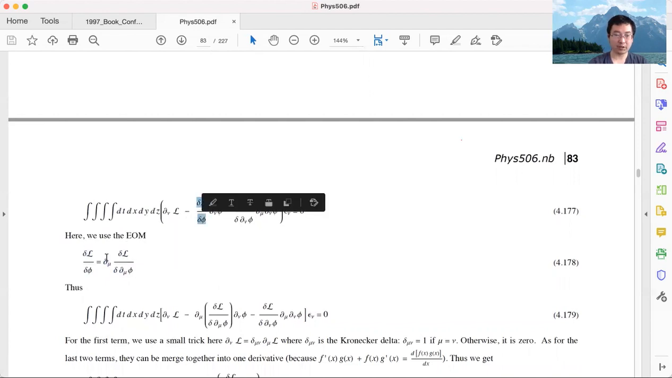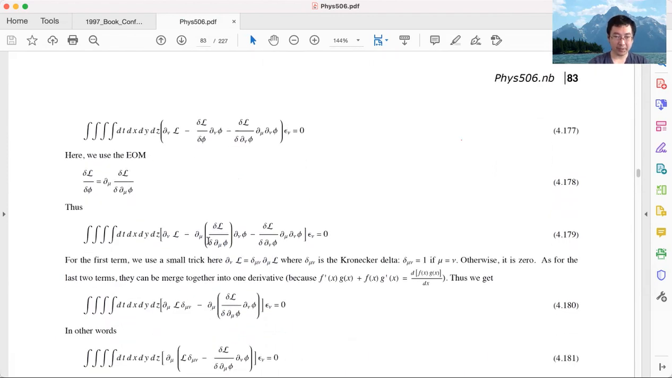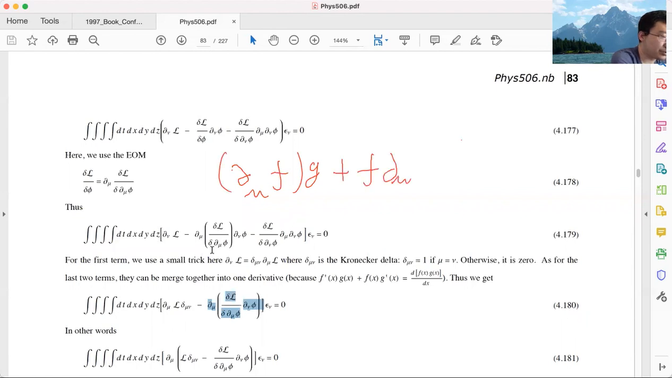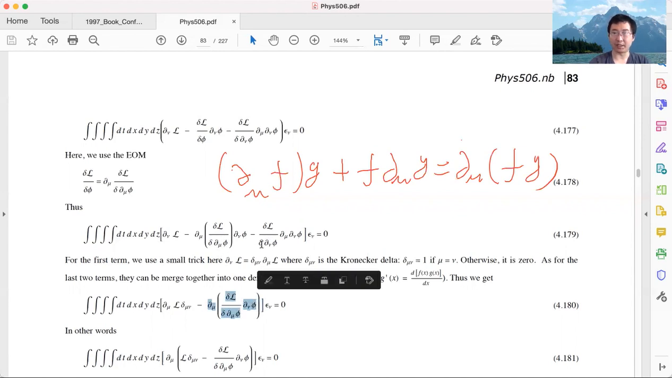I replace this guy with this guy. And then my second term changes into this. Once we do that, we realize immediately these last two terms can be combined together as one derivative. Here we use the trick: partial mu function f times g plus f partial mu g equals partial mu of f times g. That is what I use. So we can combine these two terms together as one derivative. So that's what we did for the last two terms.